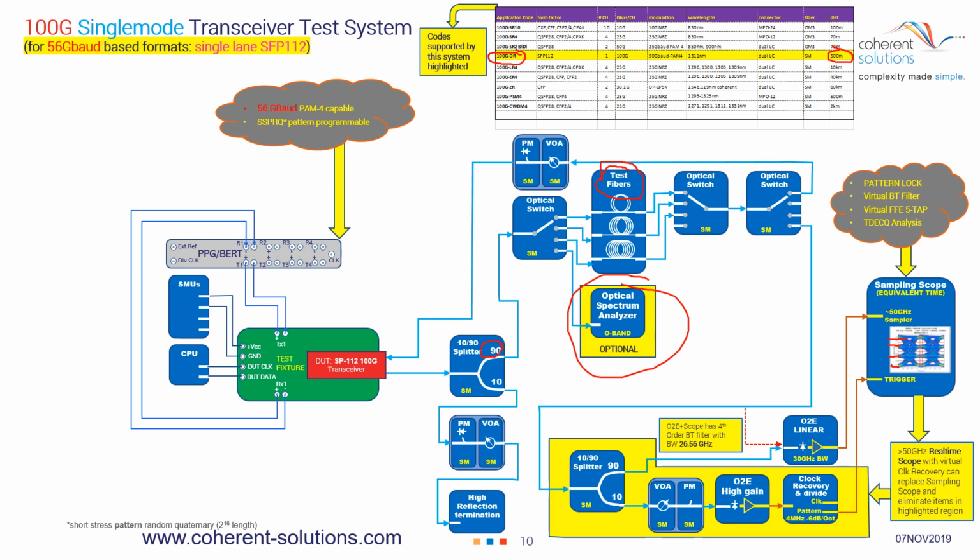We again use another series of optical switch banks in order to either direct the signal back to the receive side of the transceiver for bit error rate testing, or we can send it down this path to again go through the clock recovery circuitry, a linear O/E converter that has the proper bandwidth for this data rate, and again into the oscilloscope for analysis.